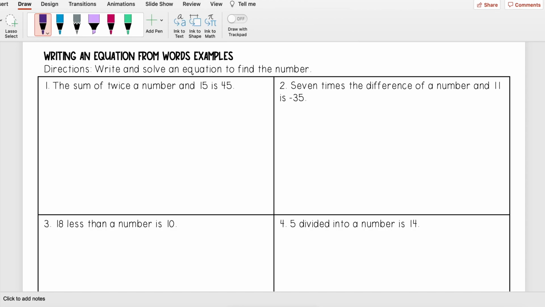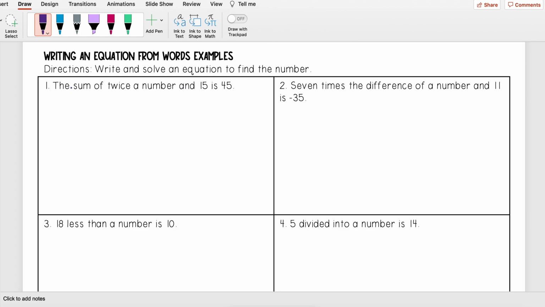In this video, we will be practicing writing an equation from words. So the directions here are we're going to first write an equation and then we're going to solve it to find what that missing number is. So it is important that we first write the equation and then actually go through and solve it. Here we're going to be looking for those keywords that we talked about in our first video.